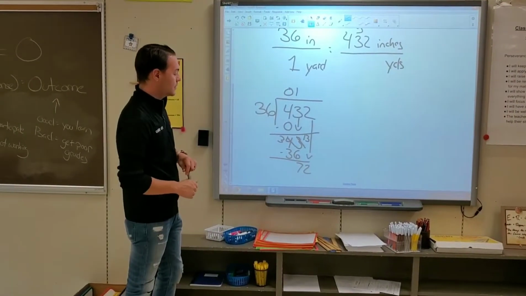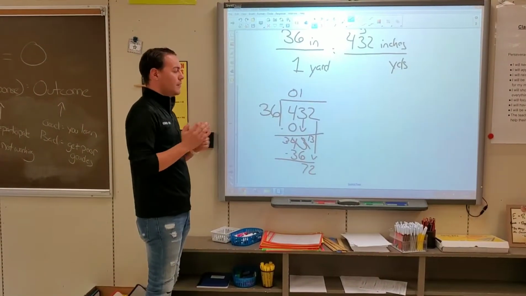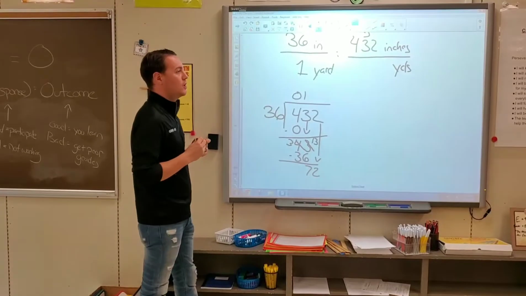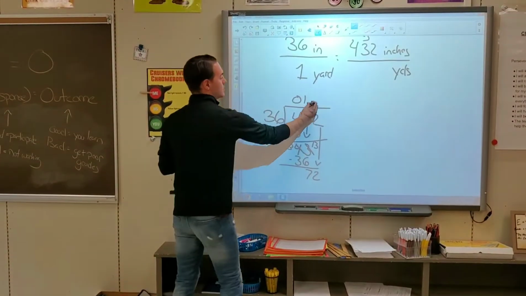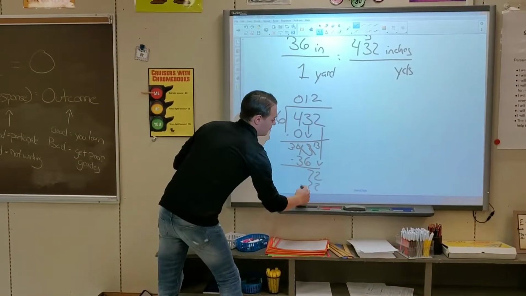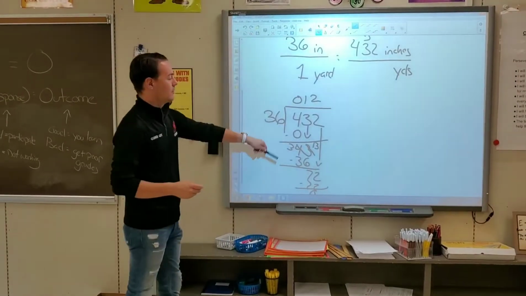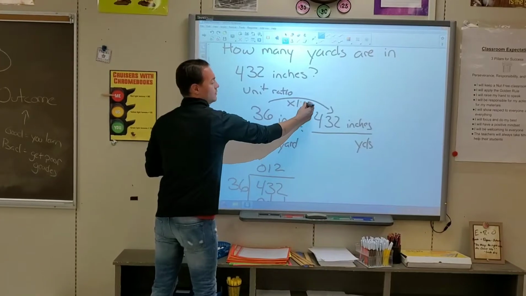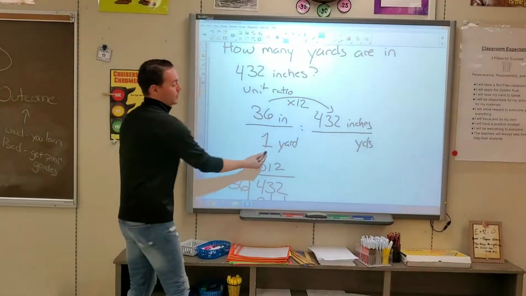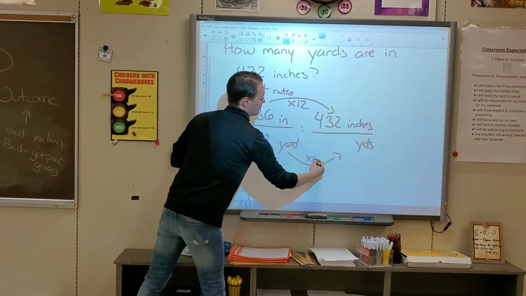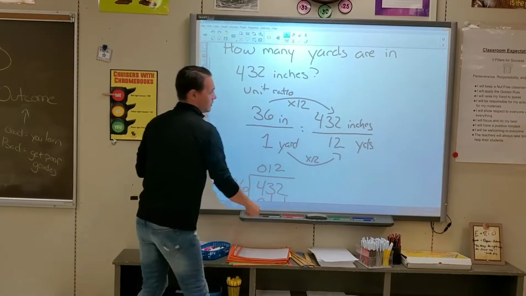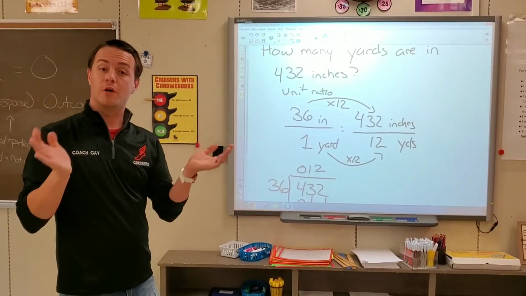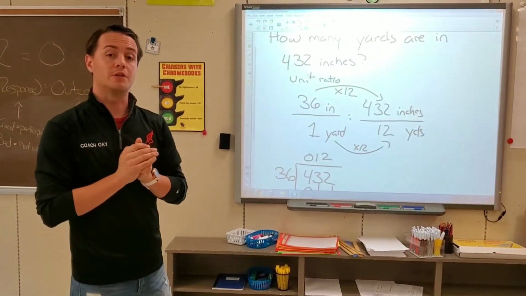All right, 36 can go into 72. I think about that. 36 times 1 is 36. 36 times 2 is 72. I knew that. And I get zeroed out. So I know that my multiplication has to be by 12. So once again, 1 yard times 12 gives me 12 yards. So how many yards are in 432 inches? 12. 12 yards are in 432 inches.